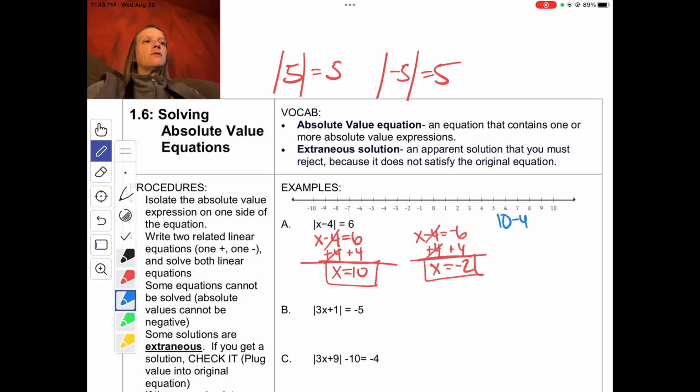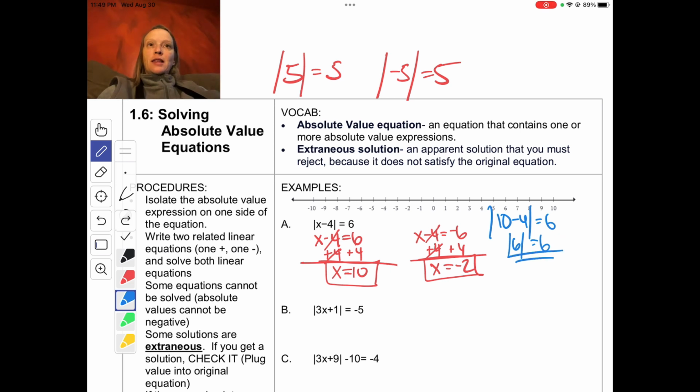The absolute value of 10 minus 4 equals 6. Well, 10 minus 4 is 6, and the absolute value of 6 is 6, and so that is a true solution. That does work. Let's check our second potential answer here. The absolute value of negative 2 minus 4 equals 6. And negative 2 minus 4 is negative 6, and the absolute value of negative 6 is in fact 6. So this answer also checks out. Both of my solutions are true solutions.